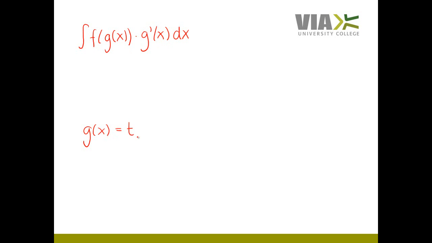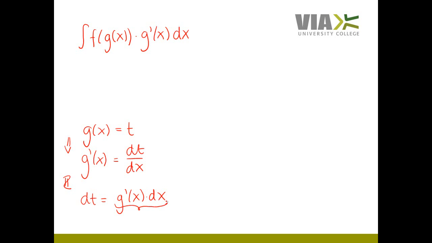Because if g of x is equal to t and we differentiate that for x, that is g dashed x must be equal to dt/dx, and we multiply on both sides with dx, we get that dt is equal to g dashed x dx. And that we recognize as something which we have seen before. g dashed x dx is exactly what we have up here, and that is equal to dt.